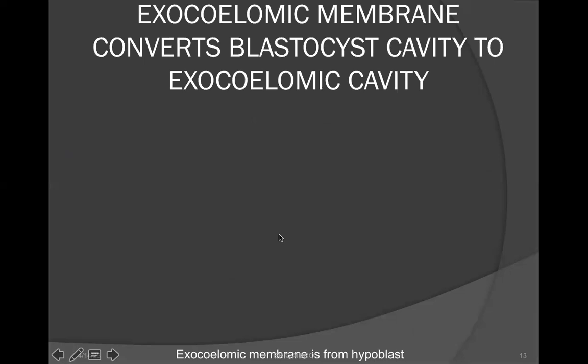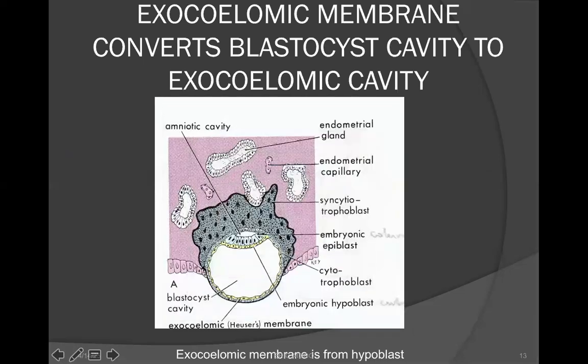Exocoelomic membrane converts the blastocyst cavity to an exocoelomic cavity. So yes, this is what we're talking about. So you can see that there's a yellow lining within the blastocyst cavity. It connects the hypoblast. Because of the presence of that yellow lining, which is also called the Heuser's membrane or exocoelomic membrane, the hitherto blastocyst cavity changes its name to exocoelomic cavity.